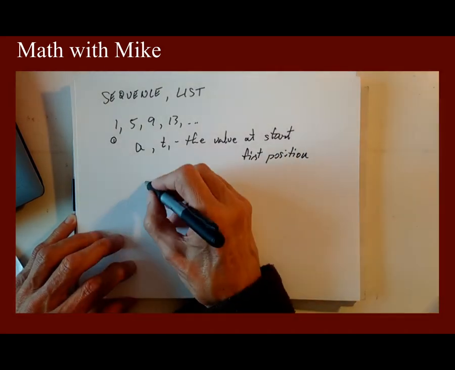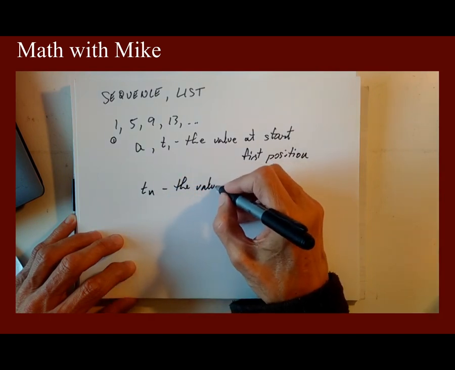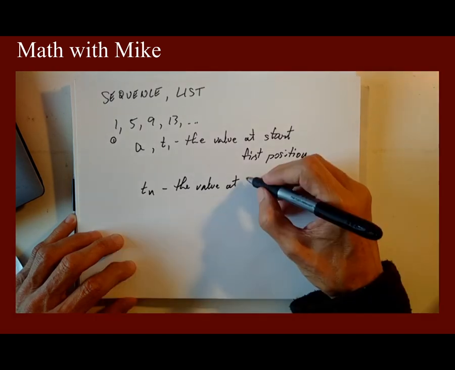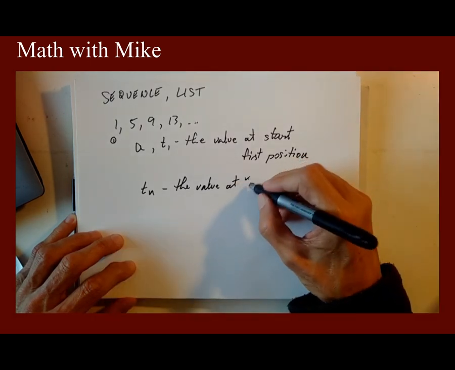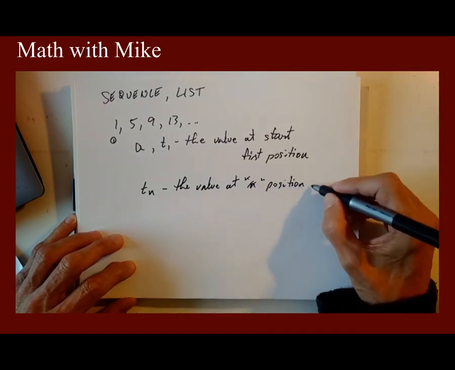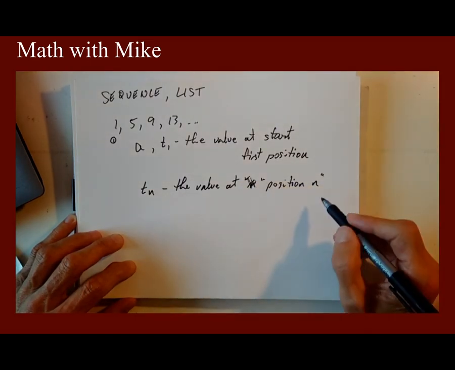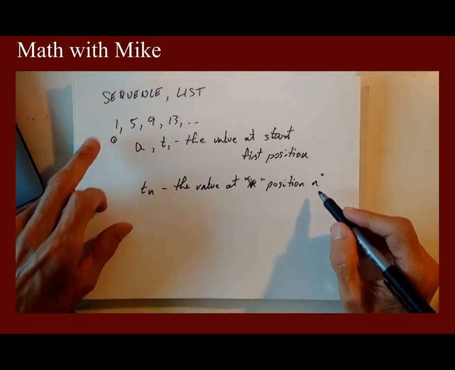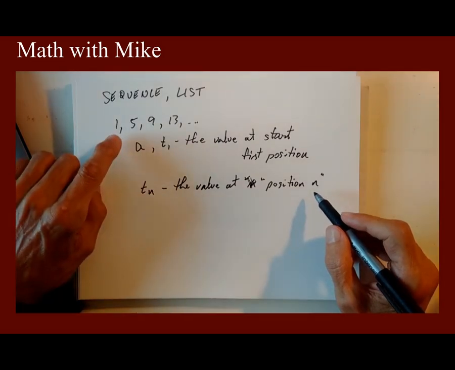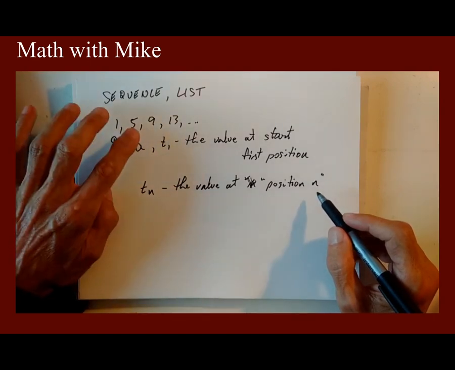Next, we have Tn. This is the value at, well, whatever n is. Not n, we'll say position n. That's a nice way to say that. Right? So position 1, the value is 1. Position 2, the value is 5. Position 3, the value is 9.